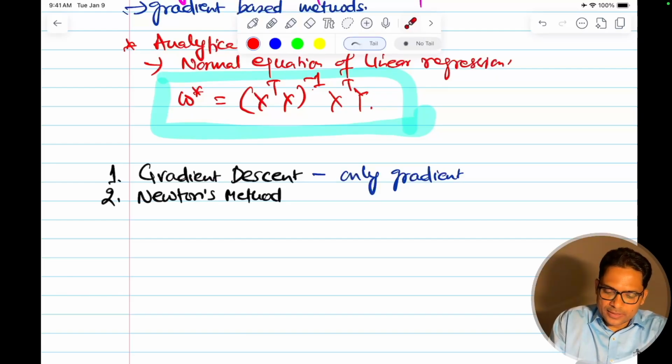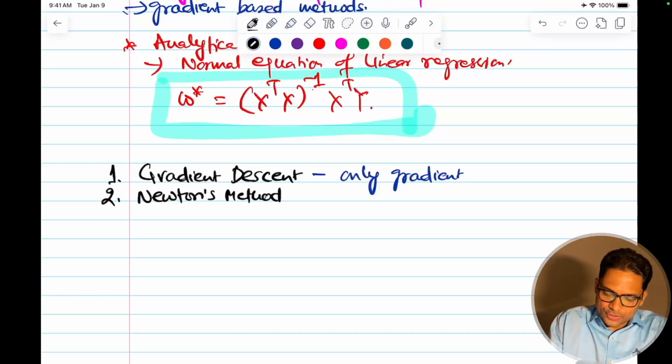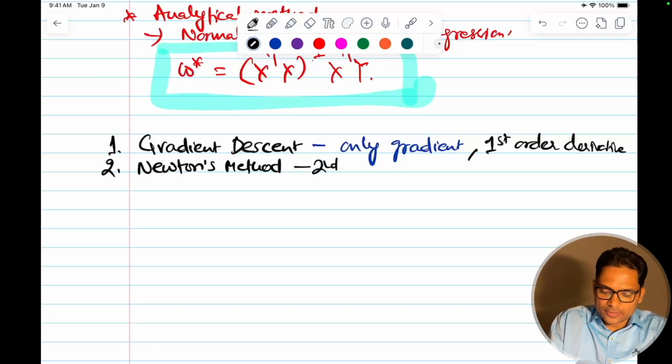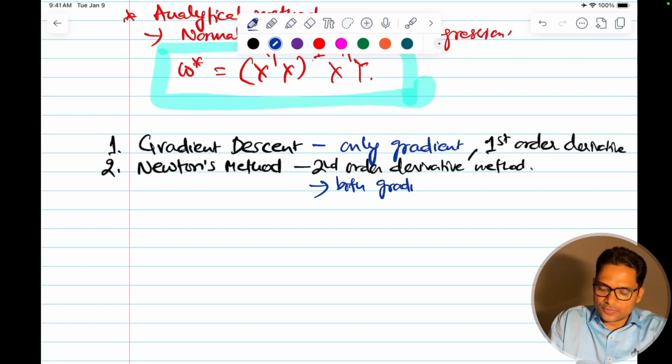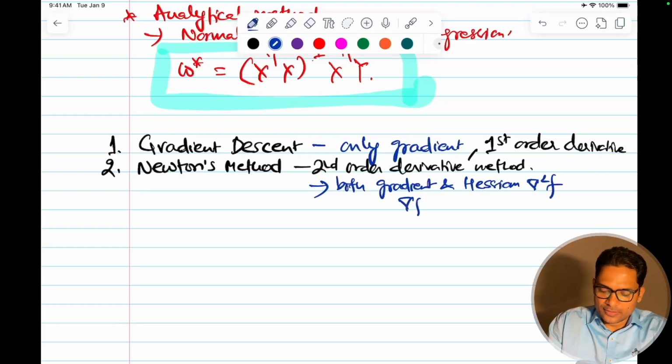So I won't cover Newton's method in this video. I'll create another video for that. But today we'll discuss gradient descent. Gradient descent is a first order method, because it uses only the first order derivative. Newton's method is a second order derivative method. It uses both gradients, that is the first order, and the Hessian, which is your second order. This is del square f, this is your del f. It uses both of them.